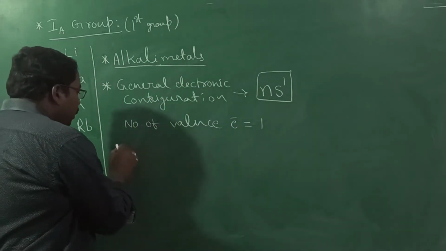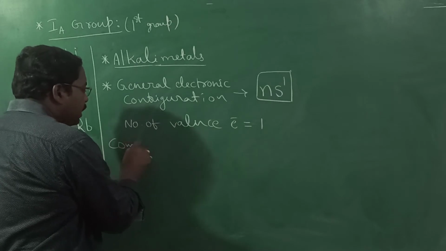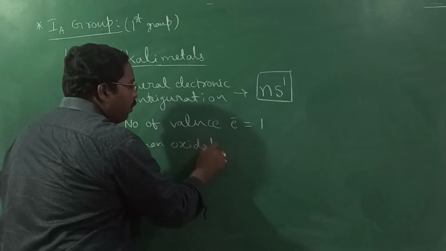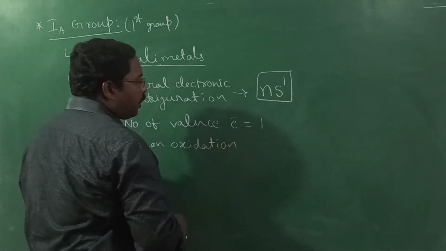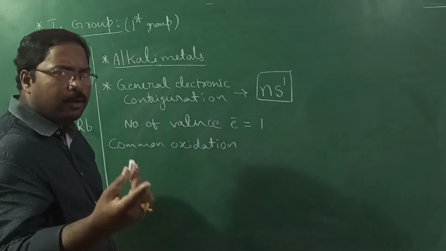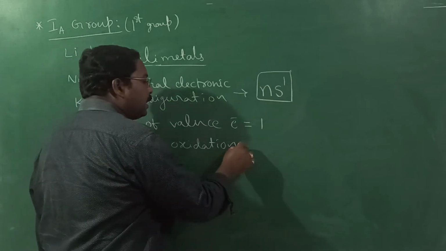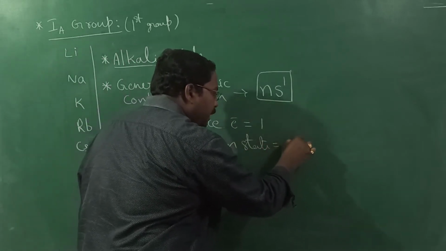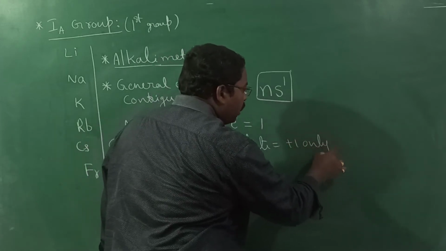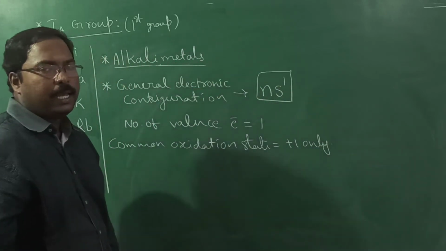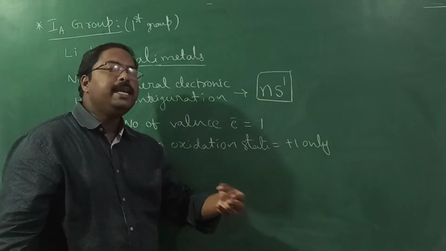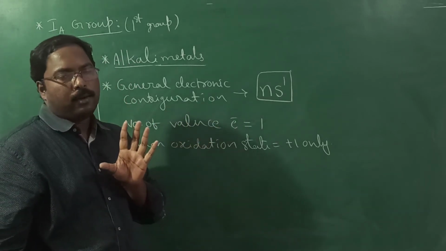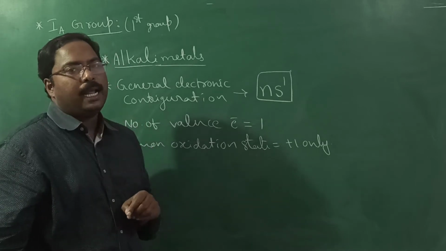So what is the common oxidation state? When they have only one electron, we know they can lose only one electron. So that is why the common oxidation state of these elements, if you observe, is +1 only. They don't exhibit any other oxidation state, only +1. That means they lose only one electron.